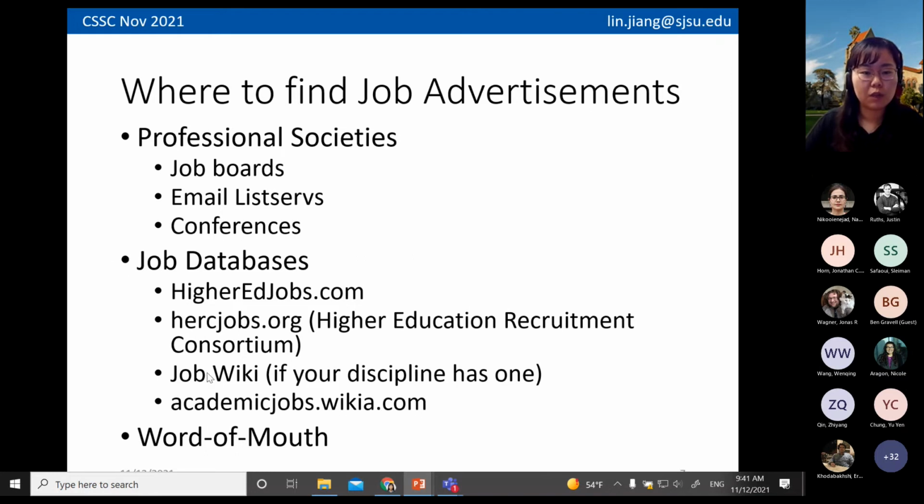And then there are also job databases. higheradjobs.com is the one that I usually search for academic jobs. And then we also have academicjobs.com, JobWiki, and hurryjobs.org. Also very important is word of mouth. If you hear your advisor talking about some openings over there, why not try? Definitely try that, because it mostly fits you. So be aware when there is a conversation between your advisor or the society.